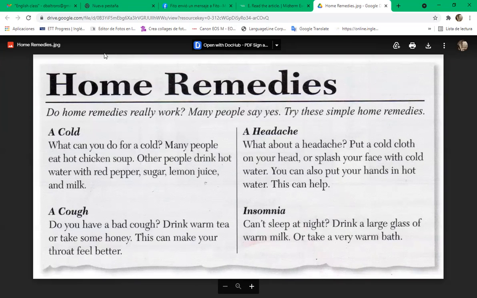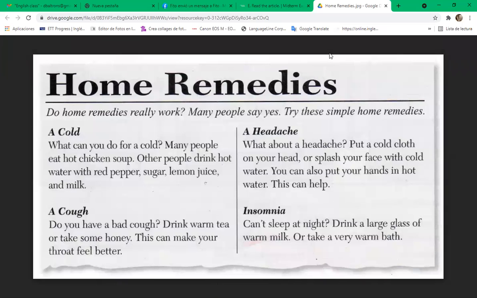Next, can't sleep at night? Drink a large glass of warm milk or take a very warm bath.